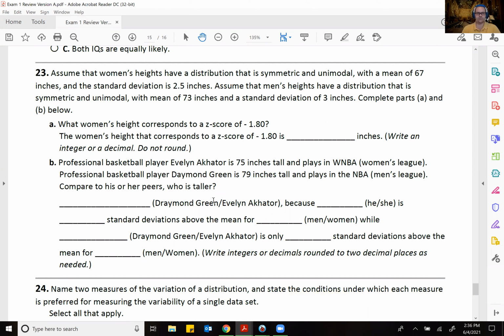So we need to start doing some questions. Part A says: the women's height corresponding to a z-score of negative 1.08. Okay, so we've got a z-score and we want to know her height. We don't have a picture this time to help us out like we had earlier, but this is exactly like what we did earlier. It says write an integer or a decimal, do not round. Okay.